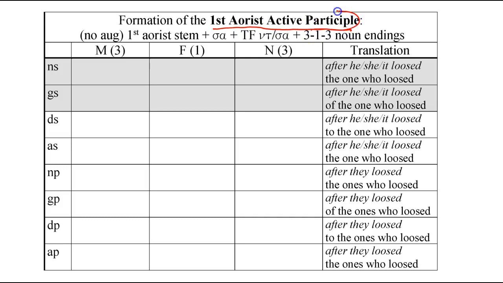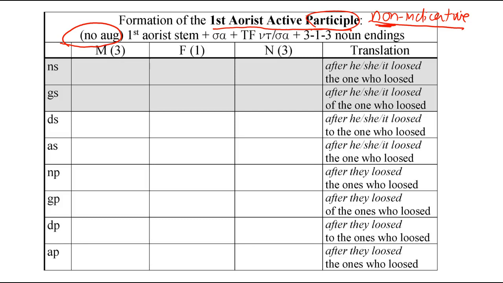Remember that the participles are non-indicative moods. And what is true of the participle will be true of the other non-indicative moods, that there is no augment being used for any of the tense forms for non-indicative moods. The augment is only used for indicative moods.